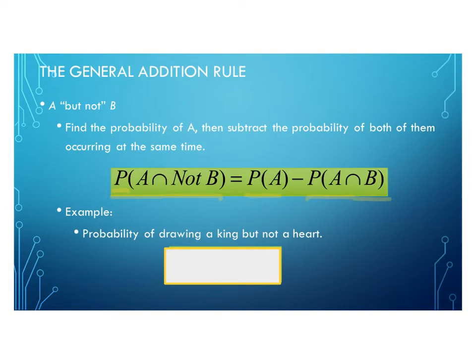The probability of obtaining a king, but not a heart. I would take 4 out of 52, because that's the number of kings in the deck, and I would subtract the king of hearts. So we would have 3 over 52, or about 6%.